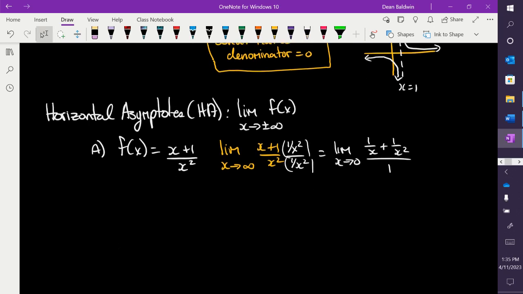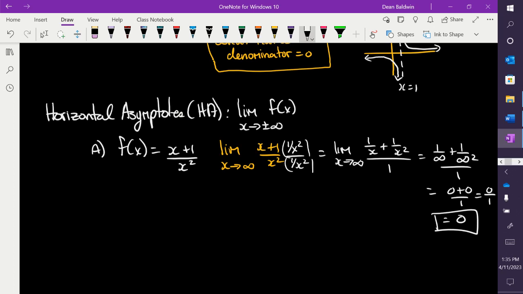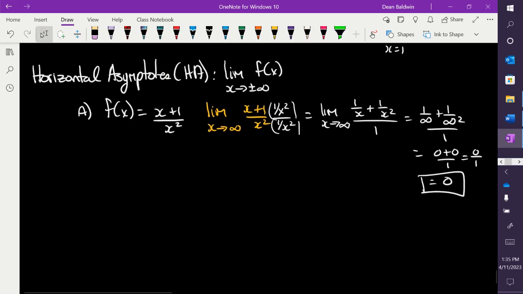Okay. And why am I saying 0? It's going to go to infinity. There you go. Okay. So then you plug in infinity. What's 1 over infinity? So I end up with 0 plus 0 over 1, which is 0 over 1, which is 0. That's your horizontal asymptote. So this is your HA. That's the technically correct way to do it.